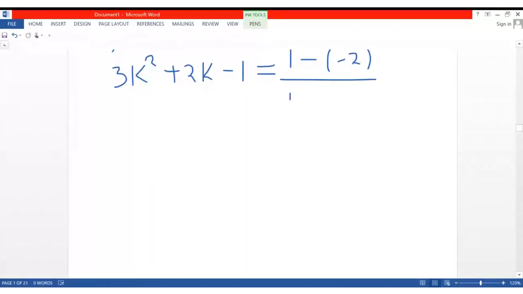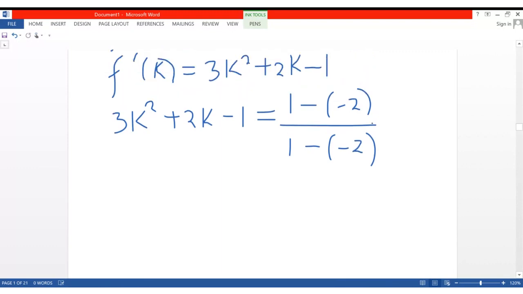So let's solve this one here. 1 minus -2, we get 3. So 3 over 3 is the same as 1. So this one is like a quadratic equation, so we bring like terms together.